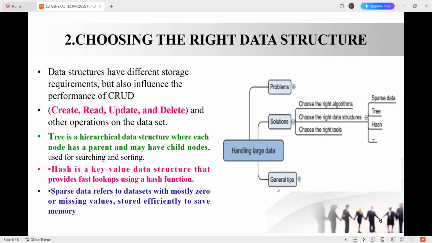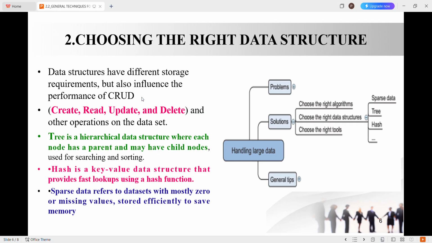Now we have seen the usage of the right algorithm, which can solve the problems we face when handling large volumes of data. The next thing is to choose the right data structure. When you choose the right data structure, it will ultimately optimize your work.